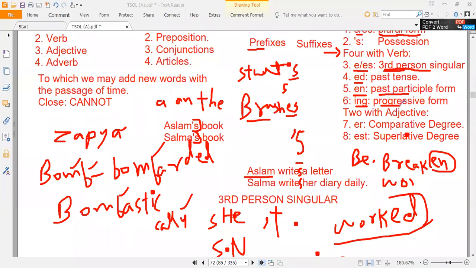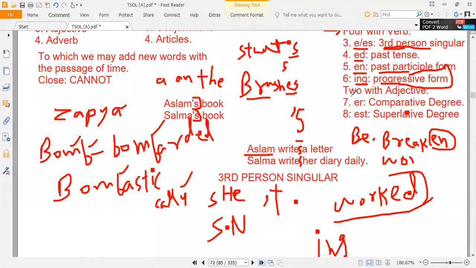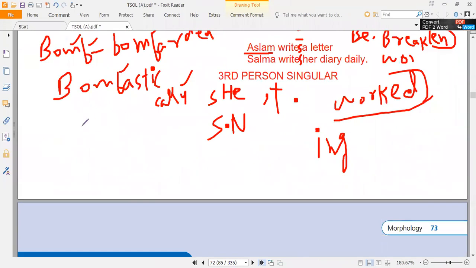Ing, that form, progressive form. Then coming to the last two inflection morphemes, the first of which indicates comparative degree of adjective, and the second of which indicates superlative degree. Both of these inflection morphemes are added to adjectives, but er indicates the comparative degree of adjective, while est indicates the superlative degree.